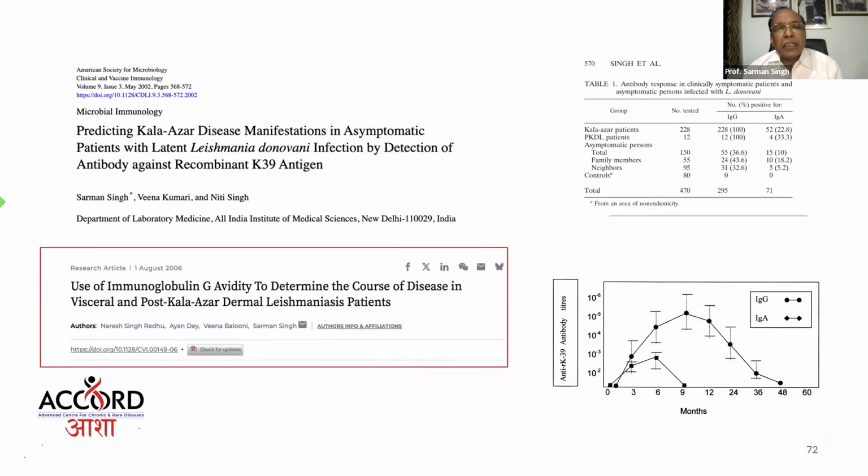So we tried to see this rK39 a little bit. This slide is important: most of the patients who are infected do not develop visceral leishmaniasis. This is also an important slide, that's why I put it here, because about two-thirds of the patients will recover on their own. So antibody surrogate markers, or the footprint, will remain, but the patient will never develop Kala-azar. And this is what we call self-healing. And next, please.